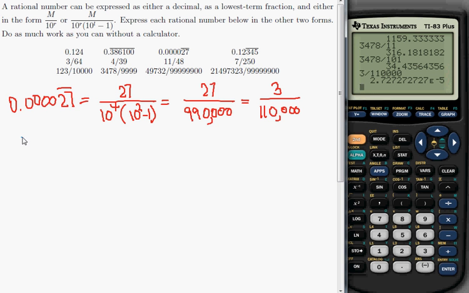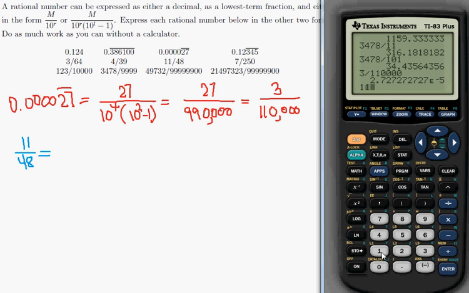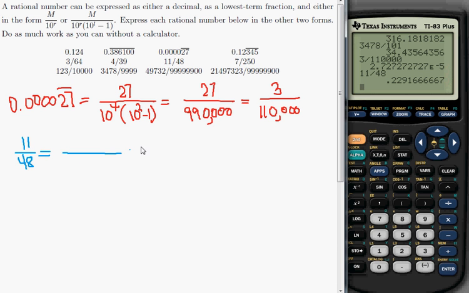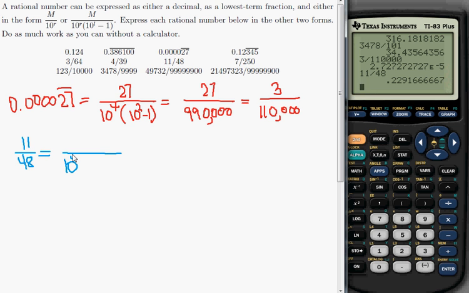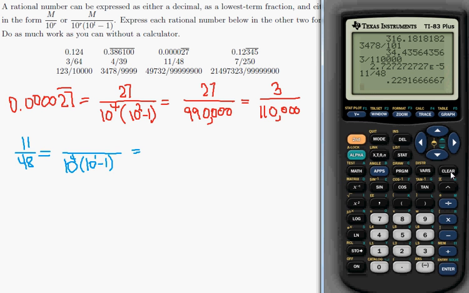11 over 48. All right, let's plug into a calculator and see if we can kind of guess what the answer is going to be. 11 over 48, 2, 9, 1, and then 6 repeating. So this suggests that the denominator is going to be something on the order of, well, let's see, we're going to have 1, 2, 3, 4, so 10 to the 4, and then 10 to the 1 minus 1. So that's the guess we have based on the calculator, and let's see if that's right.